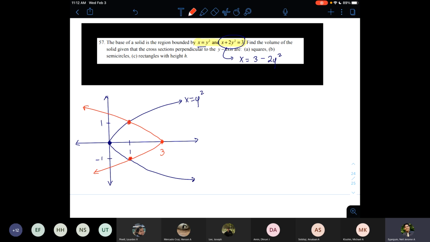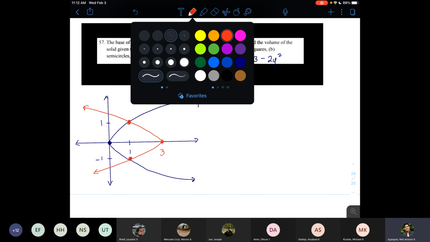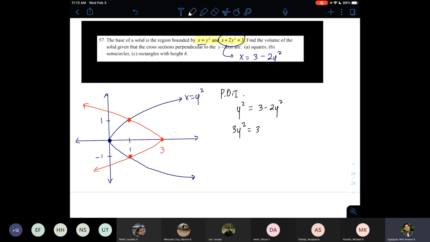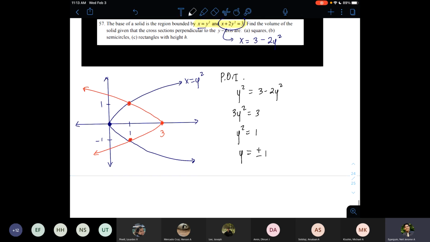I incidentally found them by simply plotting the regions, right? But if you want to make sure that they are indeed the points of intersection, you simply put the two expressions equal to each other. So we have y squared equals 3 minus 2y squared, okay? And then you have 3y squared equals 3, y squared equals 1, y equals plus or minus 1, okay? Then let's start working for the volume, okay?